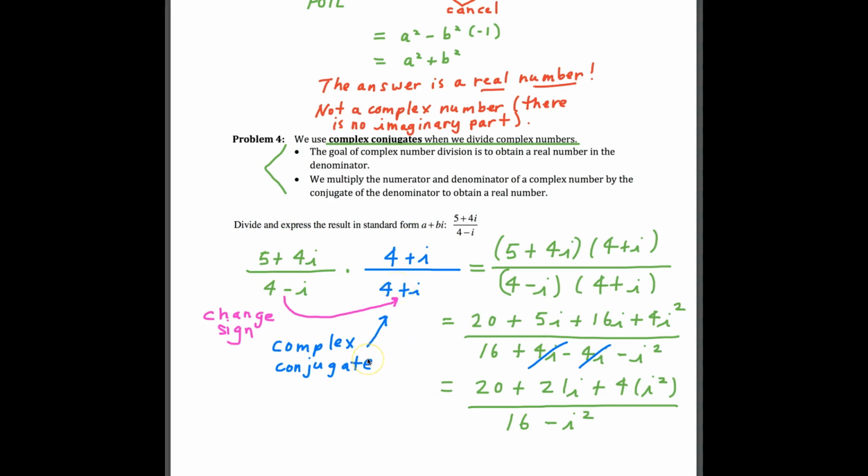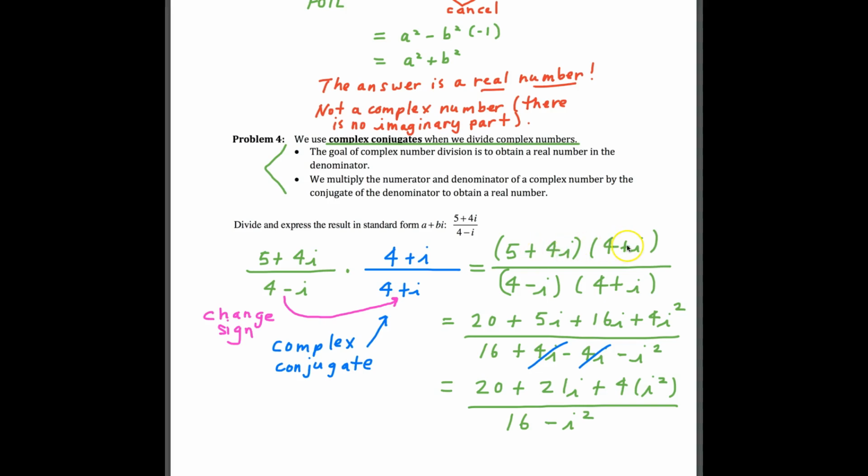But what is the complex conjugate? I have to change the sign in front of the imaginary term. Since it was a negative here, I have to change it to a positive. Then I'm just going to multiply the numerators and multiply the denominators. So you just have to be pretty good at multiplication and the FOIL method in this case.